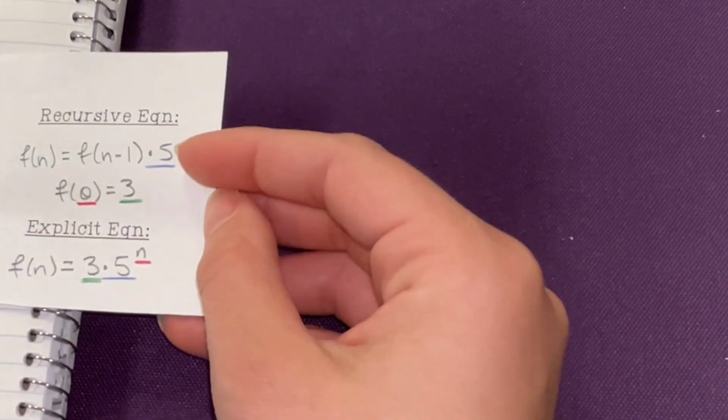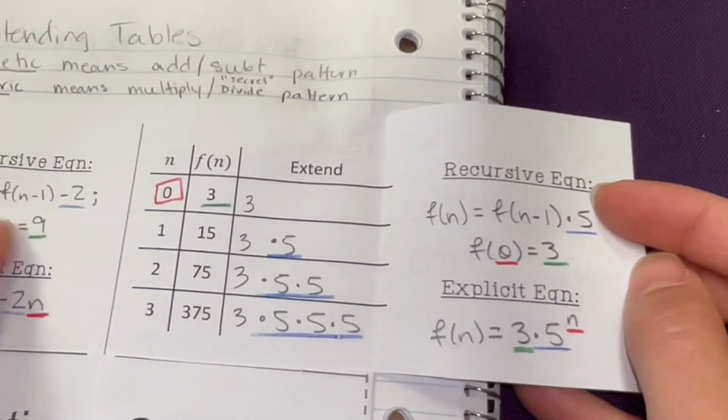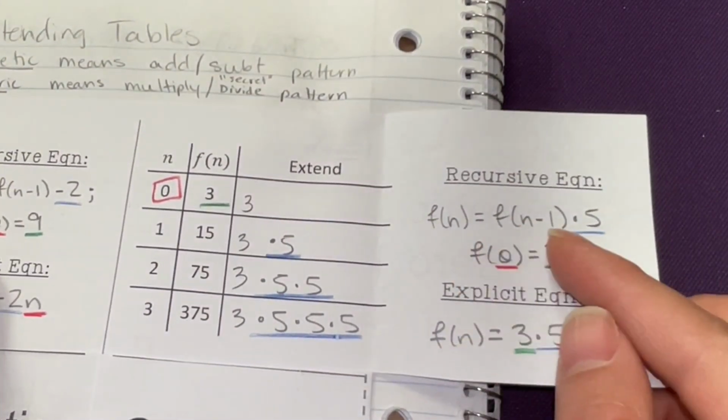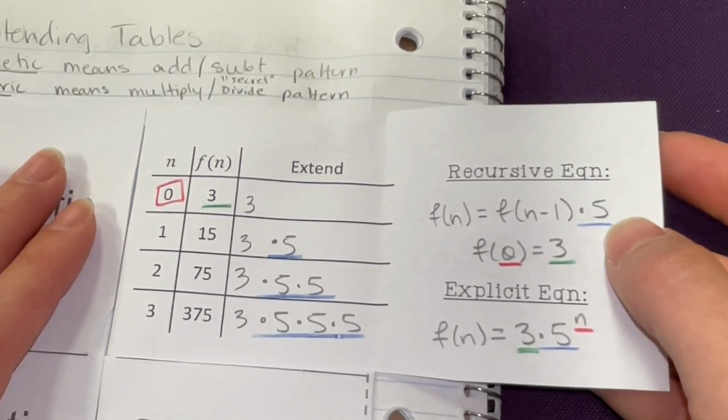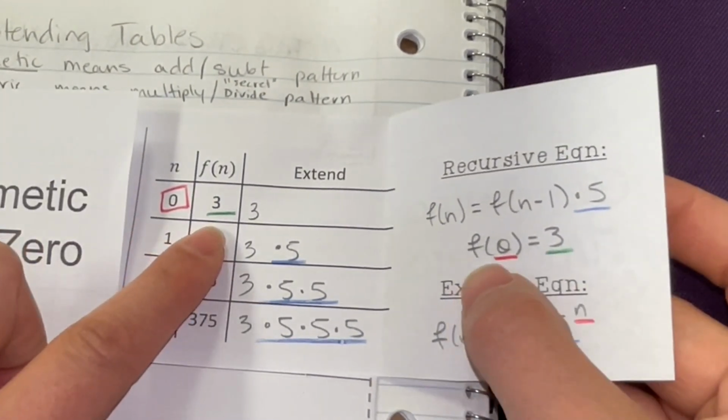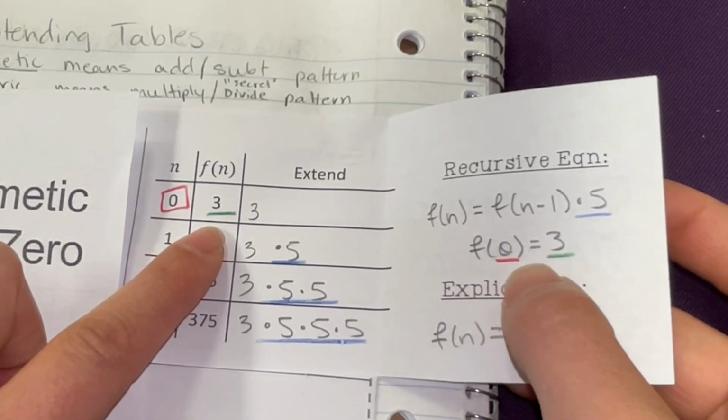Okay, so the recursive is exactly the same as an arithmetic recursive, right? It starts with f of n equals f of n minus 1, but we are multiplying by 5 as we go down the table. We started with 0 and 3, so I write the starting point, f of 0 equals 3.